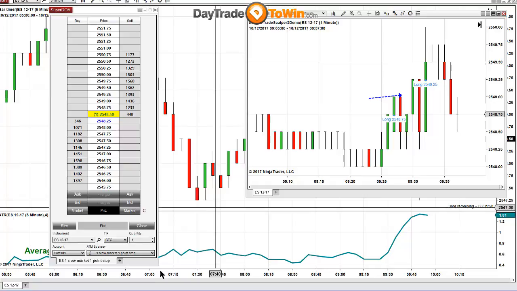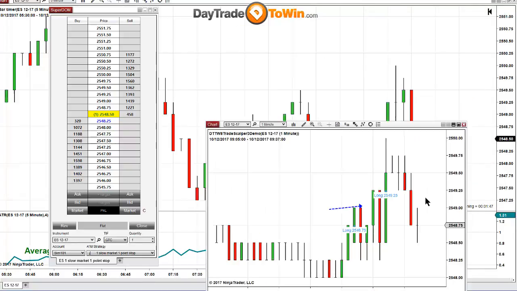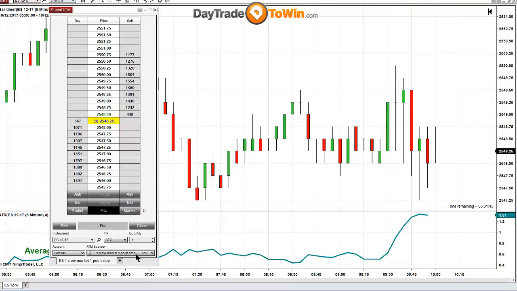Now, the ATM strategy, what you see here, is a great way, and there's a lot of different platforms that offer this nowadays, but this is a great way to get yourself into the market with fewer mistakes.